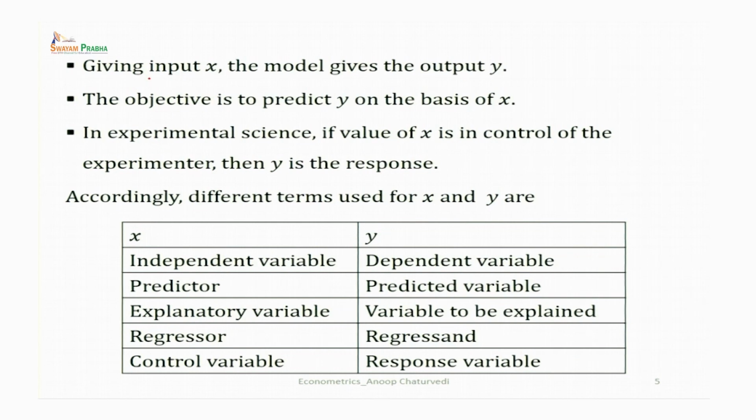Then if you give the input x, the model gives the output y. So, for given input x, we get the output which is denoted by y, and this output we get through the model. Then your objective is to predict y on the basis of x. In experimental sciences, if the value of x is in control of the experimenter, then y is the response.